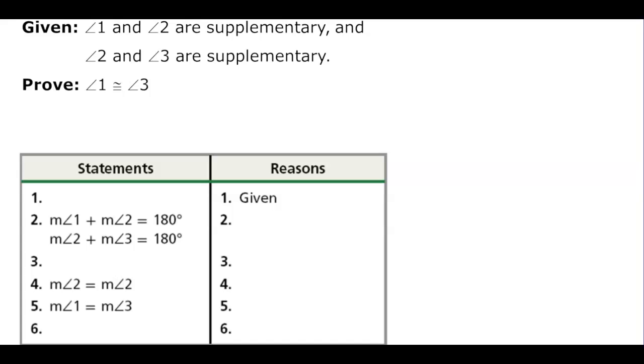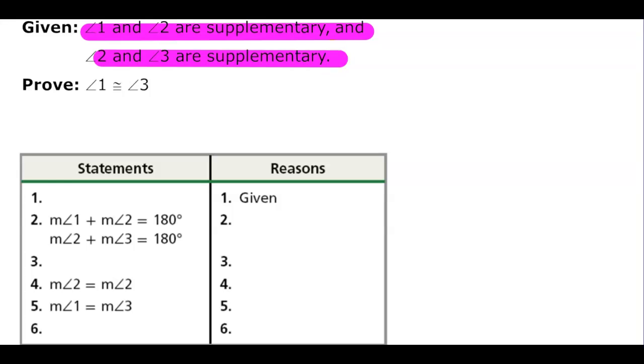And the last one says 1 and 2 are supplementary, 2 and 3 are supplementary, prove that 1 is congruent to 3. So, first of all, I'm going to kind of cheat here. The given, sorry, make that a little bit bigger. The given is always the first statement. So I'm just going to draw an arrow down there. And that is obviously the given, okay?